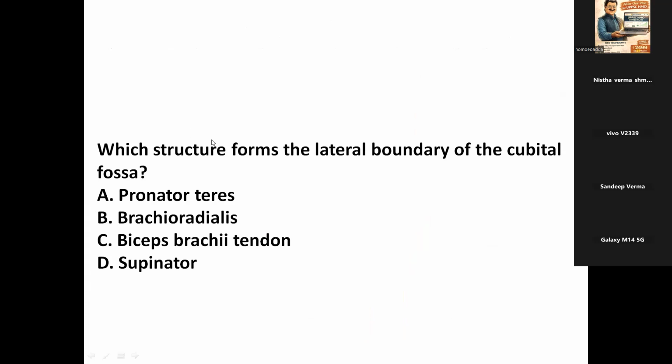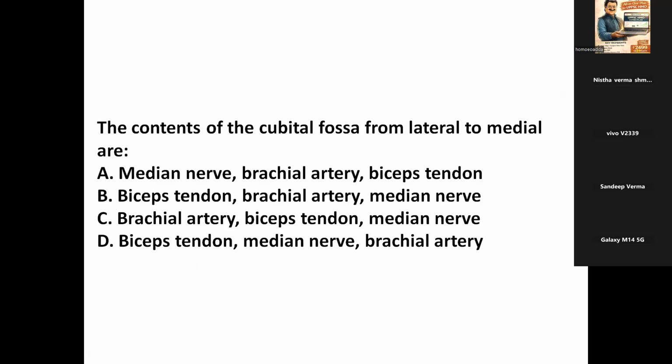The brachioradialis. Correct. Lateral boundary was formed by the brachioradialis. Medial it was bounded by the pronator teres. Where was the supinator? What is the role of the supinator? Anyone? If you remember, the two muscles were forming the floor, brachialis and the supinator. So now try to solve this.